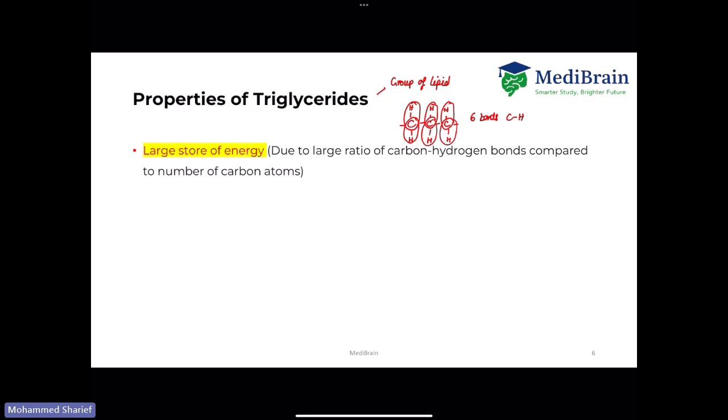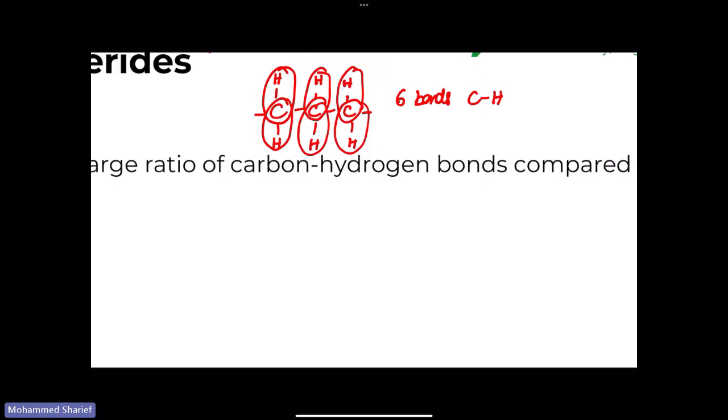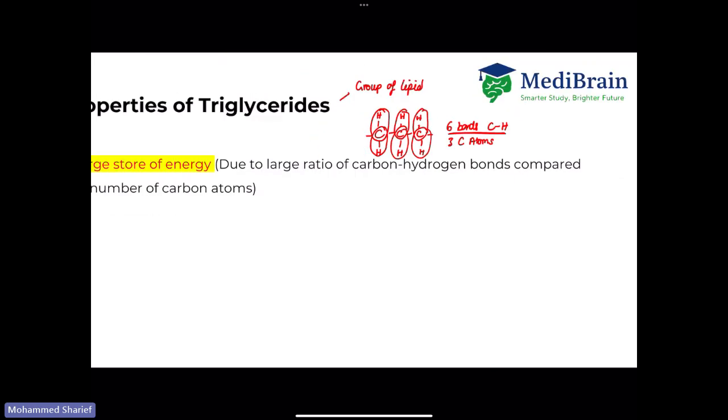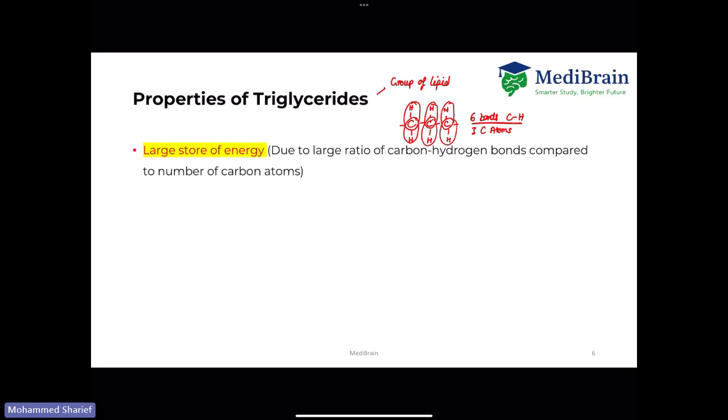Because you have six CH bonds, there's only three carbon atoms. And because there are more CH bonds than carbon atoms, each carbon atom is able to hold a large amount of energy. So collectively, for a triglyceride, that provides the large store of energy. That's just a practical way of thinking about it. Ultimately, you just need to know this highlighted bar. Properties of triglycerides, large store of energy.